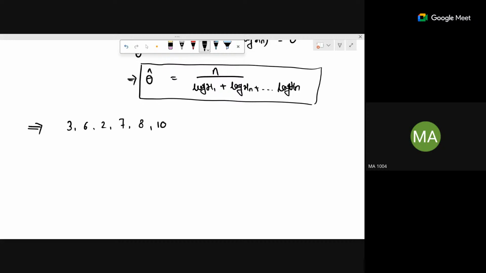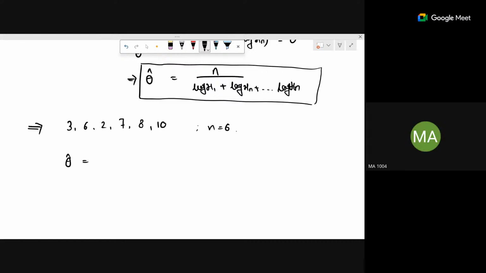This sampling is given to us. But these are the values of what? Xi, ma'am. Yeah, these are the values of xi. So what will be our n then? 1, 2, 3, 4, 5, 6, ma'am. Yeah, our n will be 6.